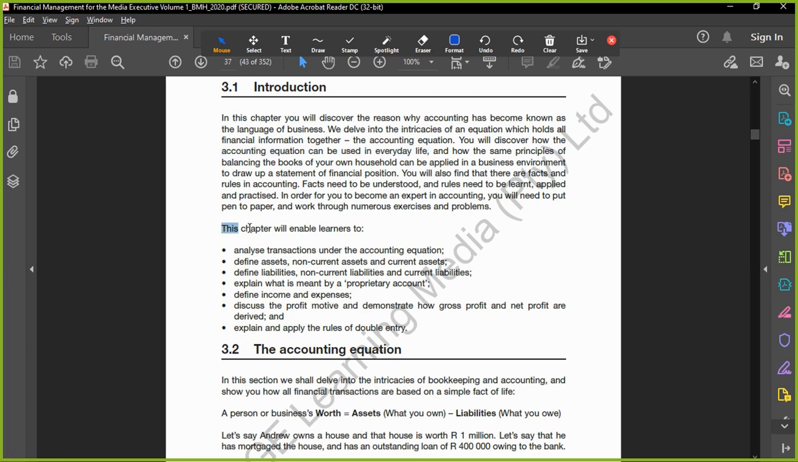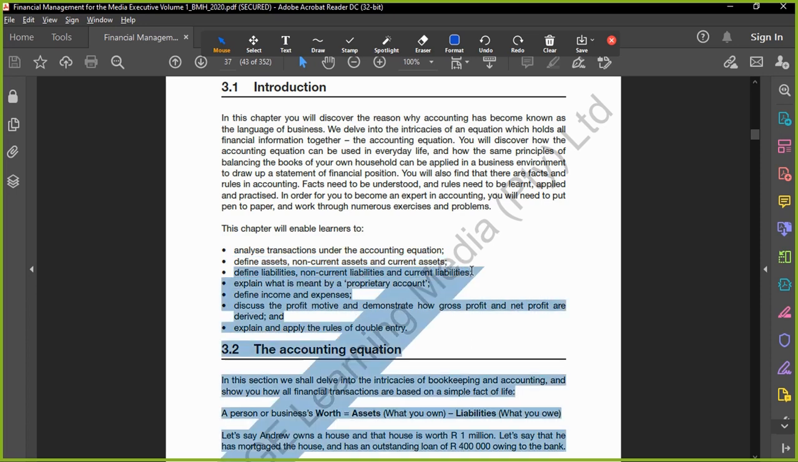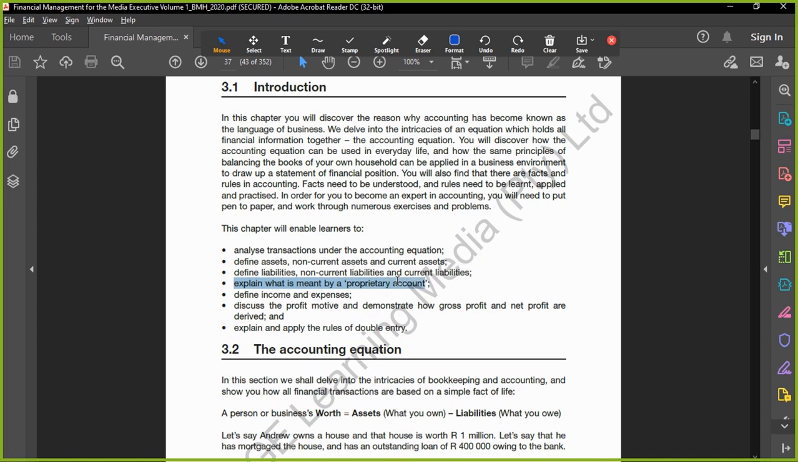Just to outline what you're going to be required to do after having completed this particular chapter. Make sure you're able to analyze transactions under the accounting equation. Can you define assets, both non-current and current? Can you define liabilities, both non-current and current? Can you explain what a proprietary account is? Do you know what expenses and income accounts are? And then obviously discussing the profit motive. What is profit? How is it calculated? And obviously what the differences are between gross profit and net profit. And then finally, can you apply the rules of the double entry?